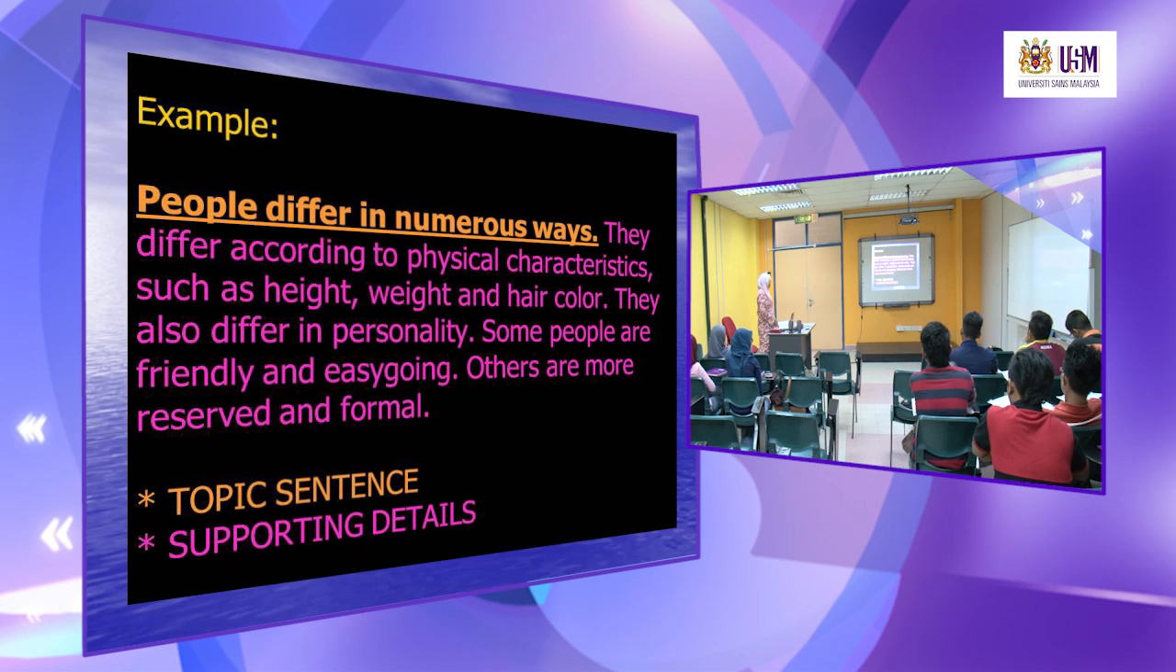Okay, let's look at this example. People differ in numerous ways. Okay? People differ in many ways. So I underline that. And I put it in the orange color because that is the topic sentence. What do I mean by topic sentence? It controls the idea of my paragraph. I am going to write about how people differ in many ways. So I know I need a topic sentence. And the rest are supporting details, which will support my idea. What do I say? They differ according to physical characteristics. They also differ in personality. Okay? So, when you describe, you give examples. And these are supporting details. Okay? Are you clear?